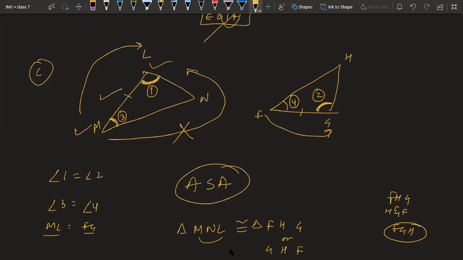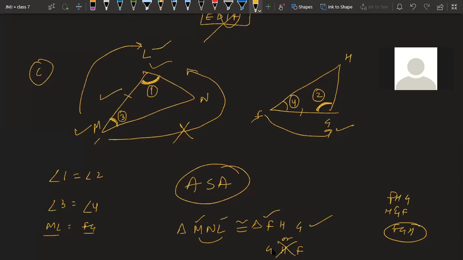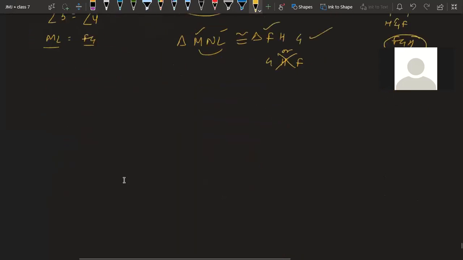Let us see. Angle M and F are coming equal. Angle L and G. So I think FHG is correct. This is wrong. Class, what do you say? FHG is correct? Yes. FHG is the correct one. So you need to understand carefully that the corresponding parts should be equal. Corresponding angles, corresponding sides. They should be equal in the names. Then only the name is correct. If you are writing the name in a wrong way, it will be wrong.